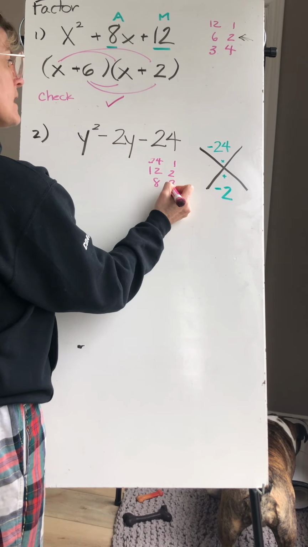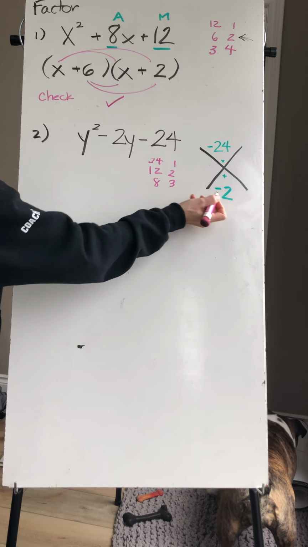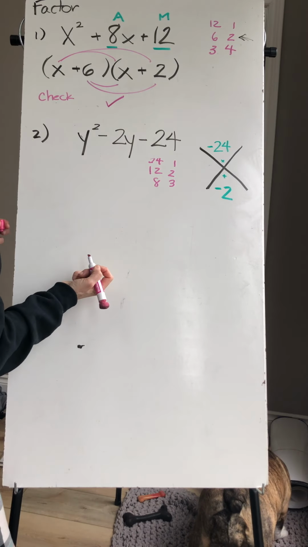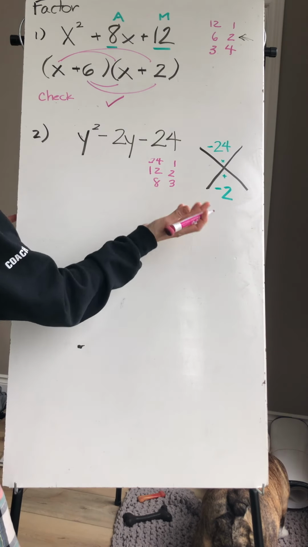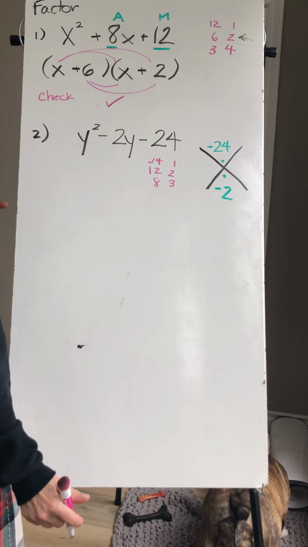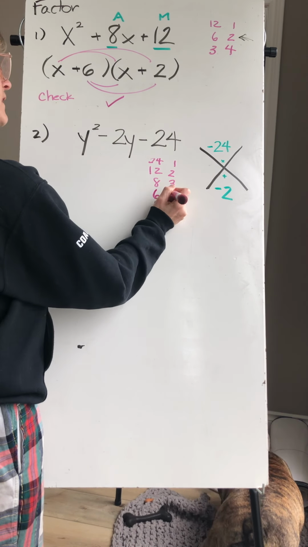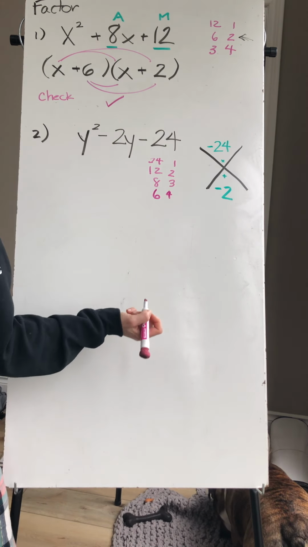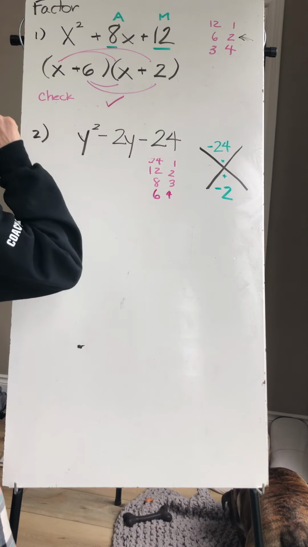8 times 3. Can we get 8 and 3 to combine to a negative 2? Not going to happen. You're going to get a 5 or an 11 in there. What else do we have? 6 and 4. Ding, ding, ding! I think this might be the winner.